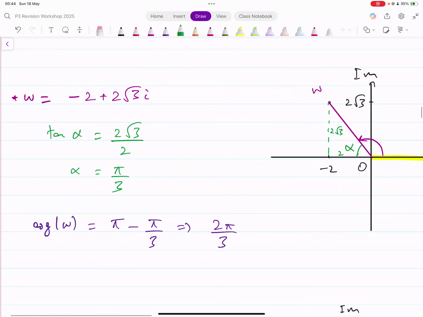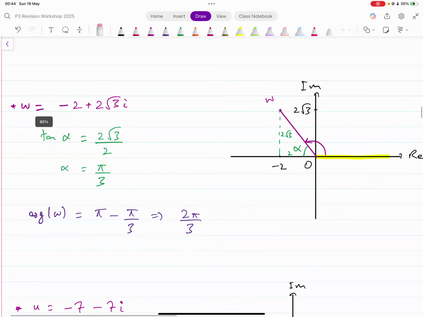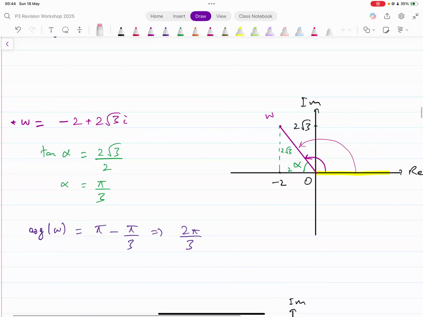Now we know the base of this triangle is 2. The height of this triangle is 2 under root 3. So we say tan of alpha equals 2 under root 3 over 2. So essentially what we'll do is divide the imaginary part by the real part, ignoring the sign because we're just looking for the basic angle. Basic angle in this case turns out to be pi over 3. What's the argument then? From the positive x-axis, that becomes pi minus pi over 3. That's 2 pi over 3.